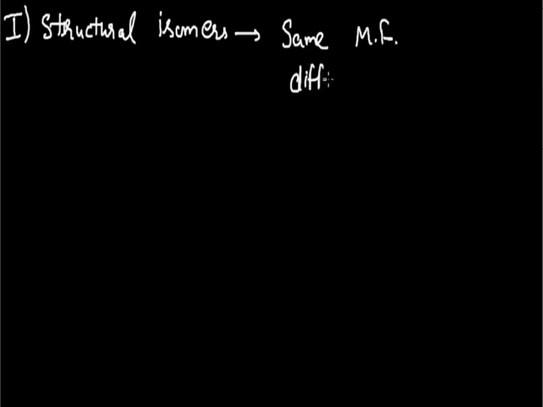Now, we will see the structural isomers in carbon and its compounds. Before we see the types of structural isomers, first we need to see the definition of structural isomers. Structural isomers are defined as those compounds which have the same molecular formula but have a different arrangement of atoms, and since they have a different arrangement, they show a difference in their structure. So finally we can define structural isomers as those compounds which show the same molecular formula but differ in their structural formula.